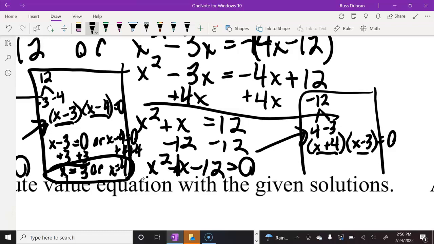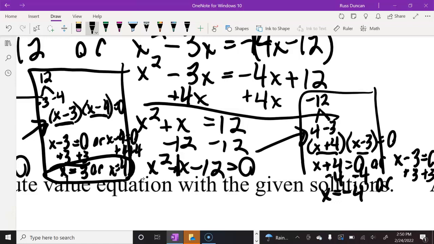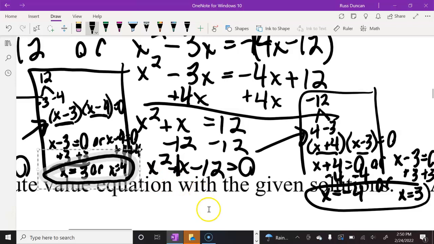Well, this times this equals 0. So I can say x plus 4 equals 0, or x minus 3 equals 0. And we solve. Minus 4, minus 4. So x could equal negative 4, or plus 3, x could equal 3. Now here's your deal. Notice 3 is in both of these. 3, 4, and negative 4 are all choices. The question is if both of those actually work. We'll check in Desmos, and then we'll talk about how we know.